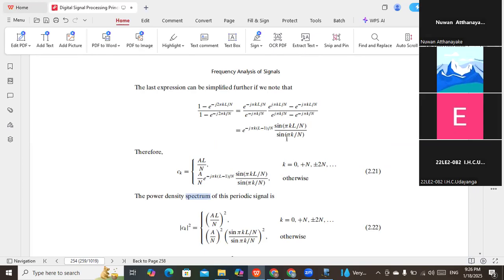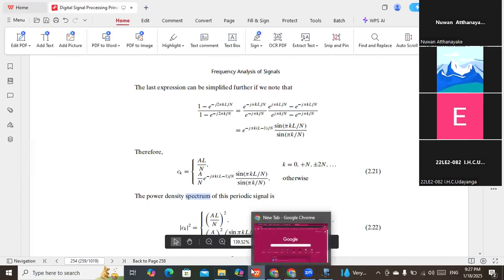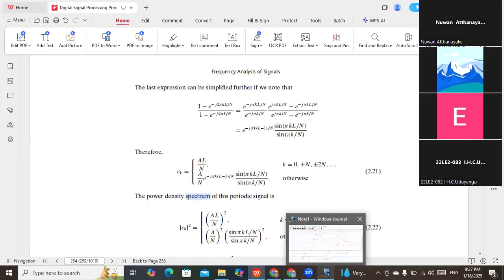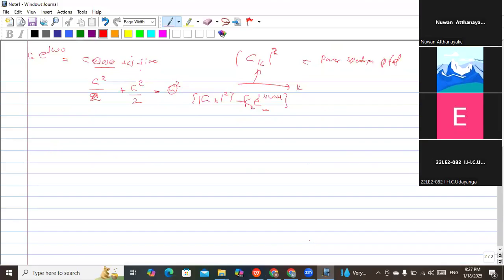This is not much difficult actually. The ck is like this. You can represent the ck like this. If I just give you a hint, I will quickly give you a hint. You know that this is our signal.